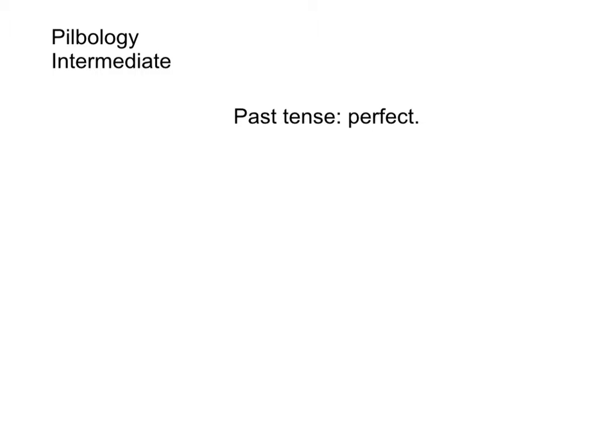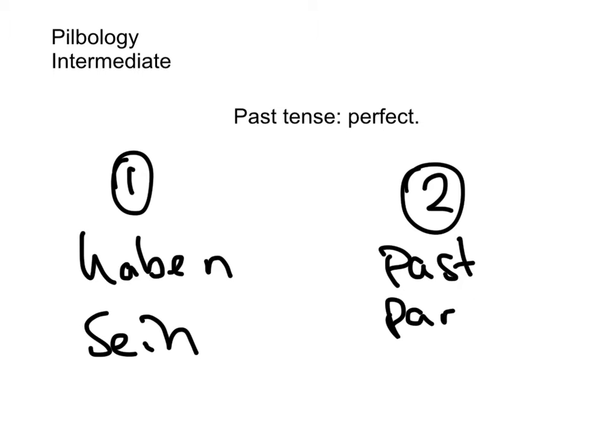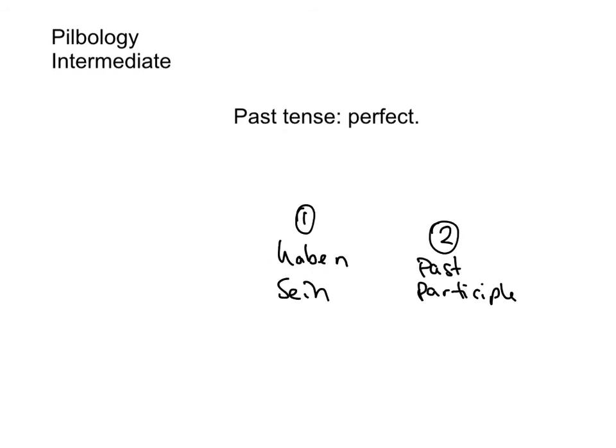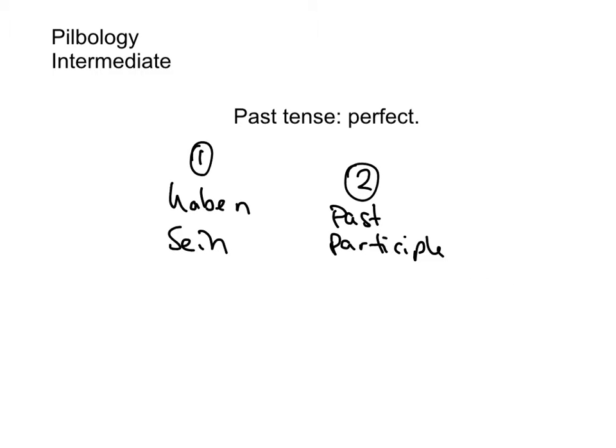In order to form the past tense in German, we need two things. Thing number one is a verb, and it's going to be either haben or sein. Thing number two is what is called a past participle. So, what on earth do I mean by that? A past participle takes the root of a verb.